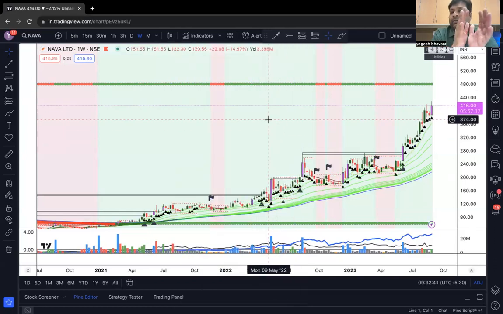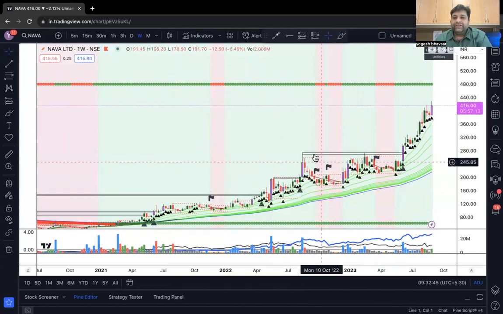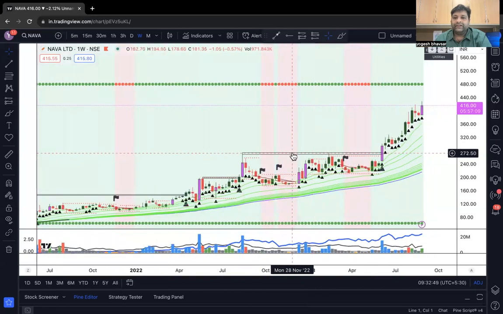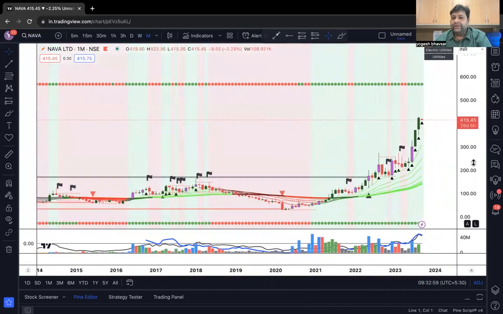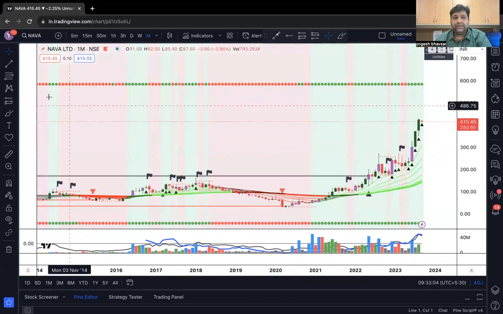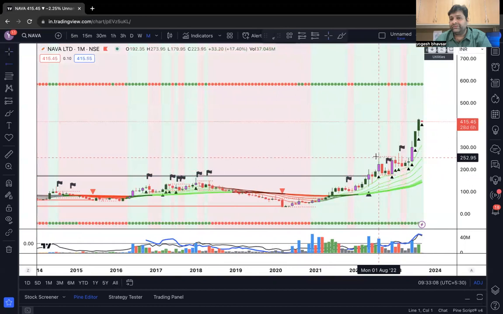Now, what is the best part about the system? What we have added in the system is, can you see these two black lines over here? These two black lines are nothing but a continuous resistance that is appearing in the market. Okay. So now if you go on the monthly time frame, we can clearly see the trend is up in this area.